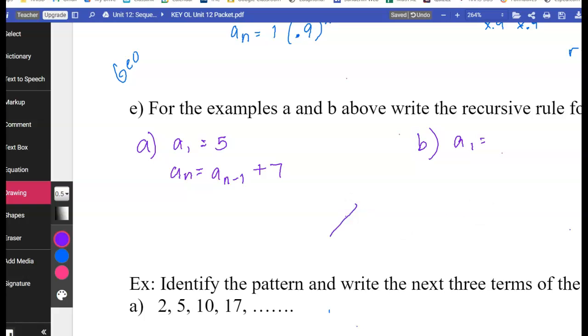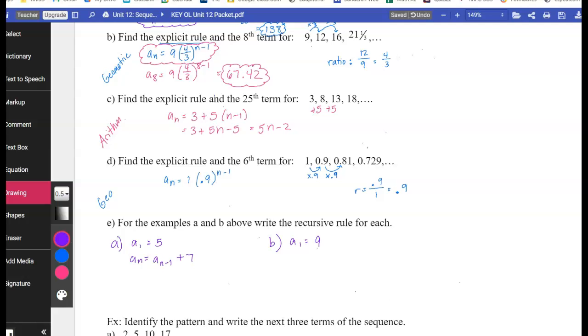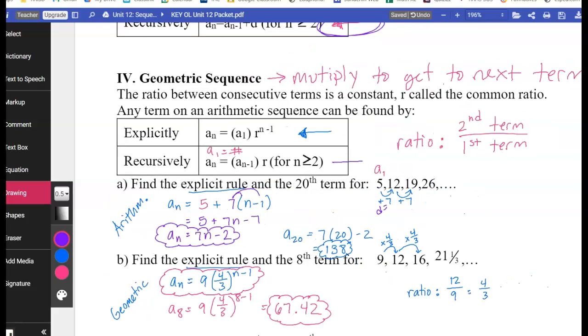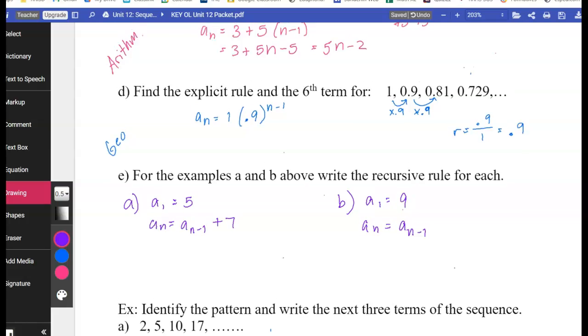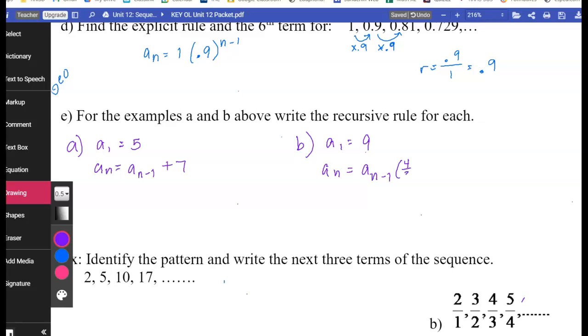Part B is geometric though. Our first term was 9. And I need to look at our recursive definition for geometric right here. A sub n is equal to a sub n minus 1 times the ratio. Our ratio for B was 4/3, I think, yes. Or, as it's more commonly seen, you would write 4/3 out in front so that you don't have to worry about parentheses.